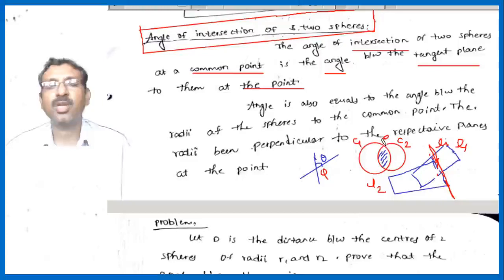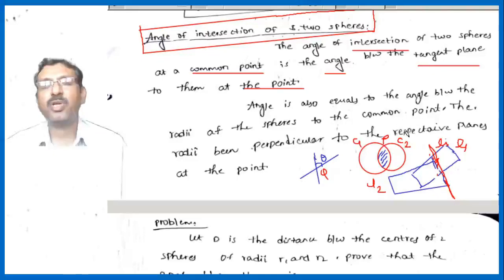Here the common point lies on the circle generated by C1 and C2. So at the point P, I am taking two tangent planes to both spheres and measuring the angle between the tangent planes. The angle is said to be the angle between the given spheres.